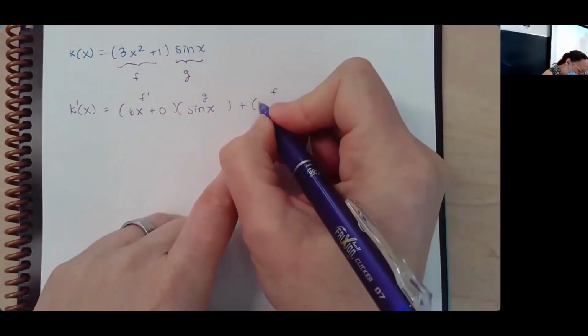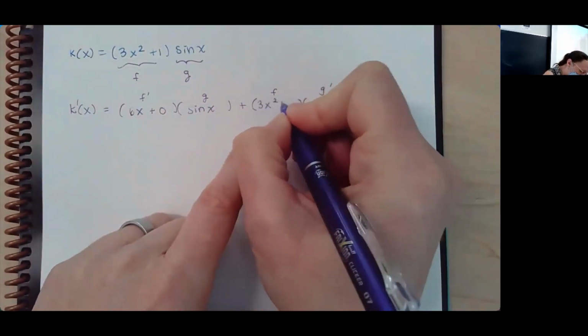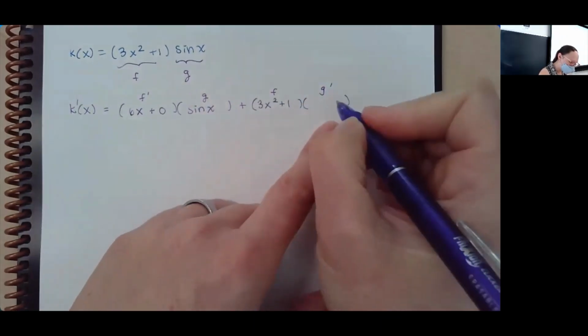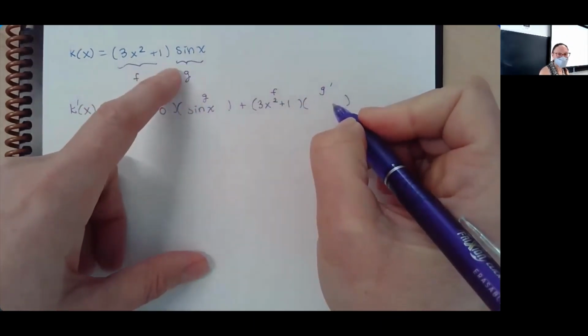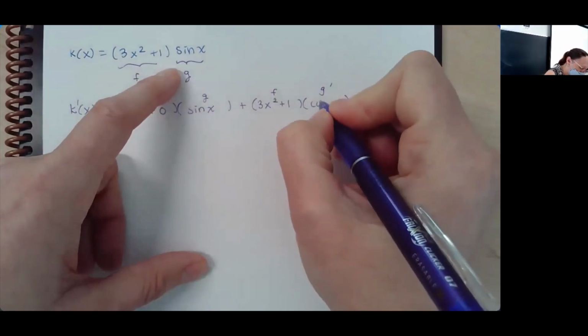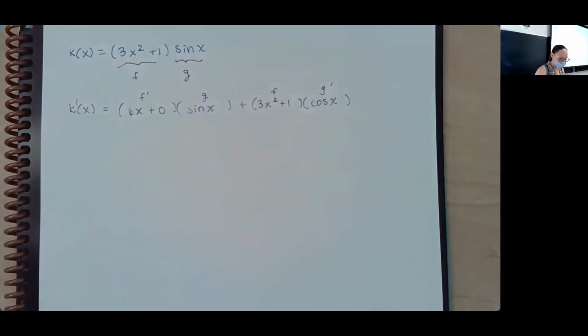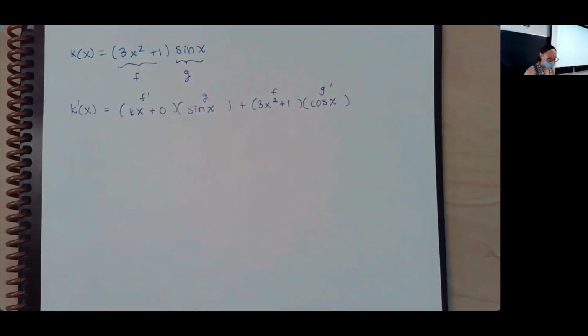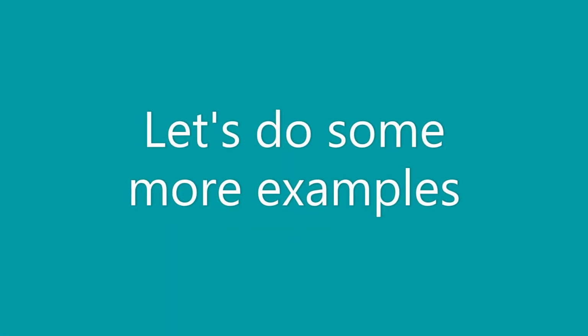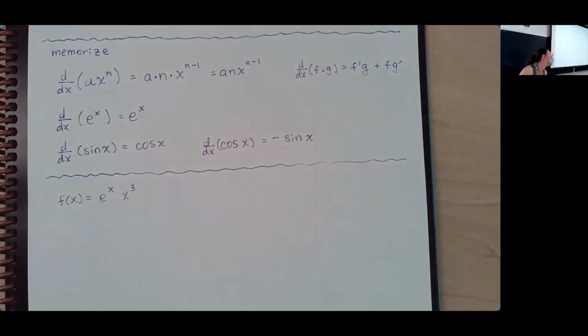And now I'll write f, 3x squared plus 1, and my g prime. So the derivative of sine of x is cosine of x, and we talked about that just a little bit last time. In general, there's no reason to do any algebra beyond that. If the entire question is just asking you to take the derivative, we get to be done. Not too crazy.